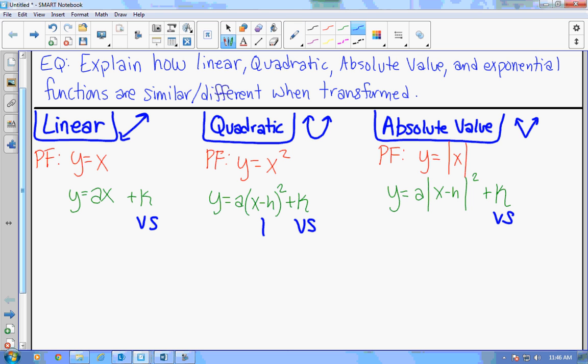What does the H do to the graph? Horizontal shift. Basically, if it's contained within the function, in the grouping, again, absolute value can be a grouping, it's a horizontal shift. And we have a saying, if it's inside the grouping, what do we say? Opposite. If it's outside the grouping, we say same. So what goes with this one? Just the same. Opposite, same. Opposite, same.